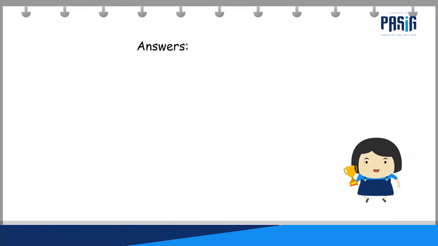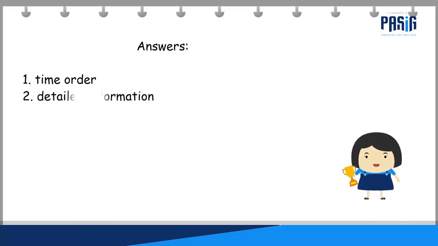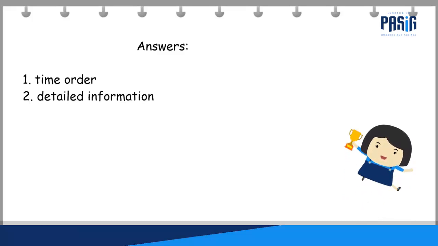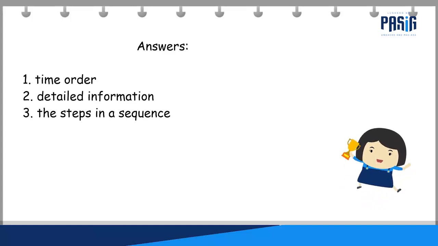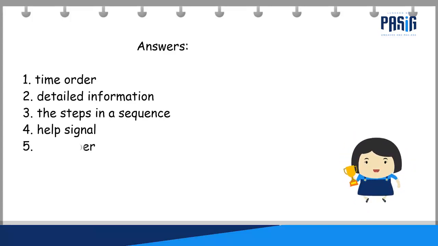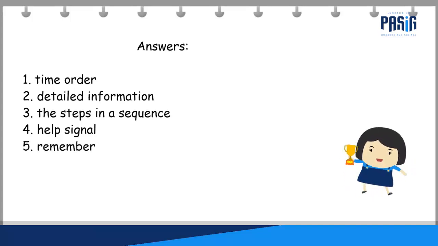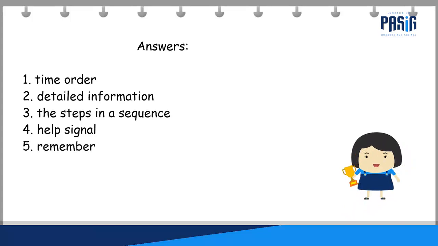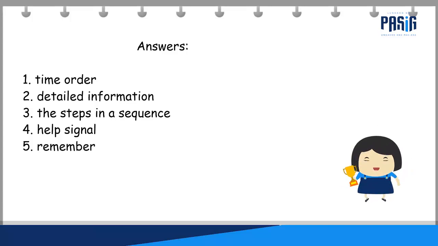Here are the answers. Number 1. Time order. Number 2. Detailed information. Number 3. The steps in a sequence. Number 4. Help signal. And then number 5. Remember. If you are able to get 4 or 5 correct answers, good job!